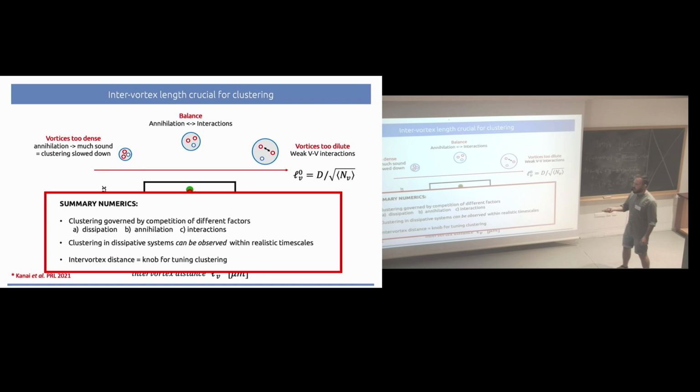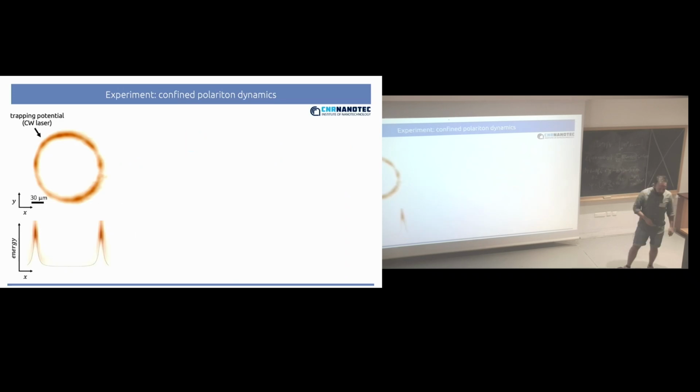So after our numerical study, we go to the lab. The results I'm going to present now were taken at the CNR Institute in Lecce. Excitonic polariton experimentalists are able to trap the polariton fluid by creating a trapping potential by means of CW lasers.